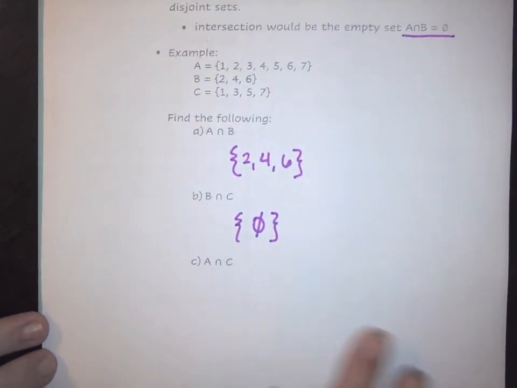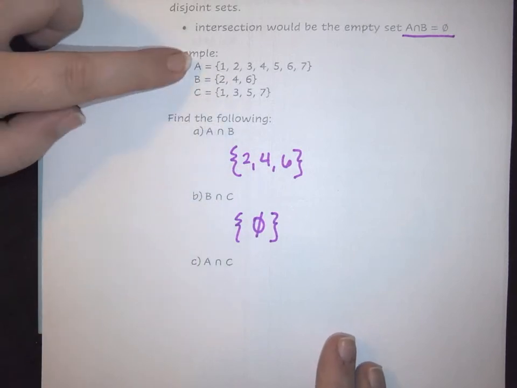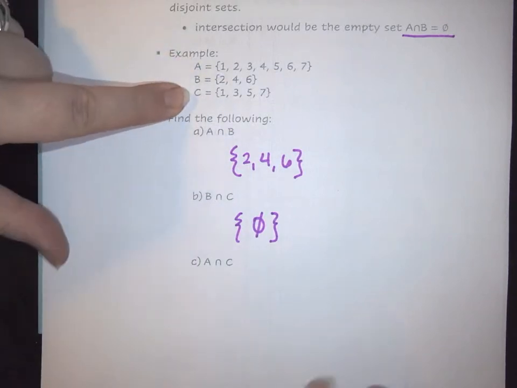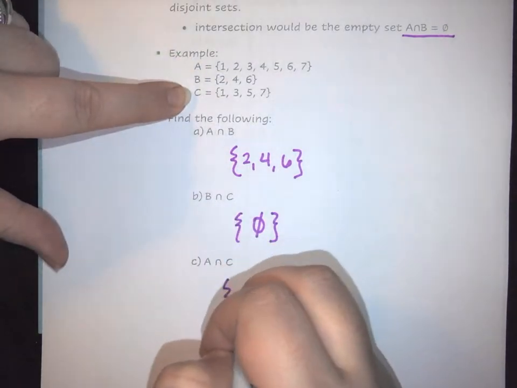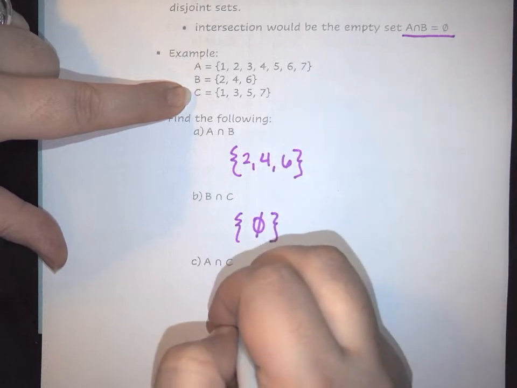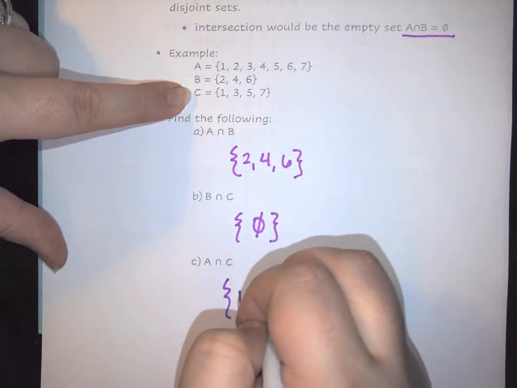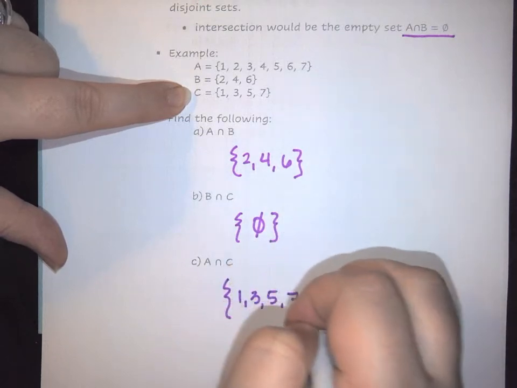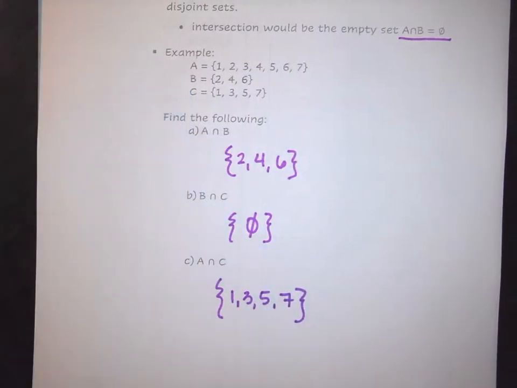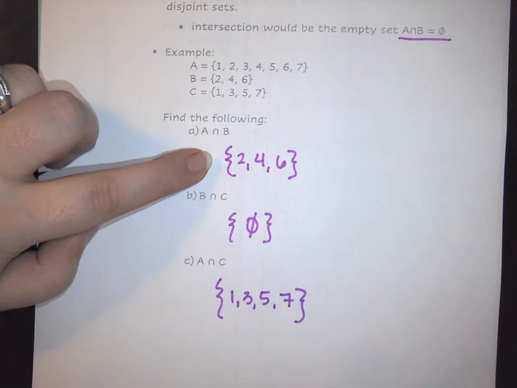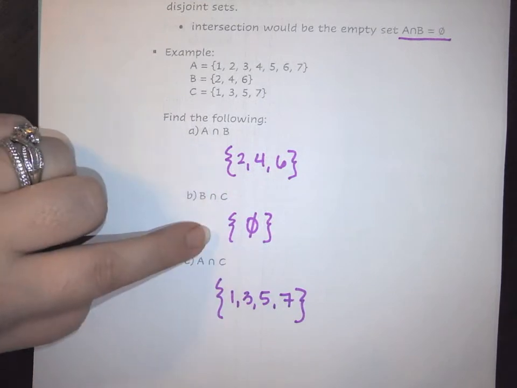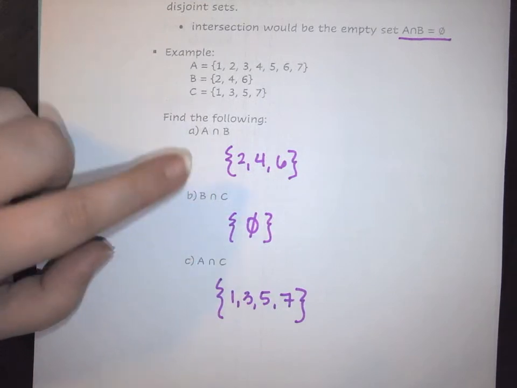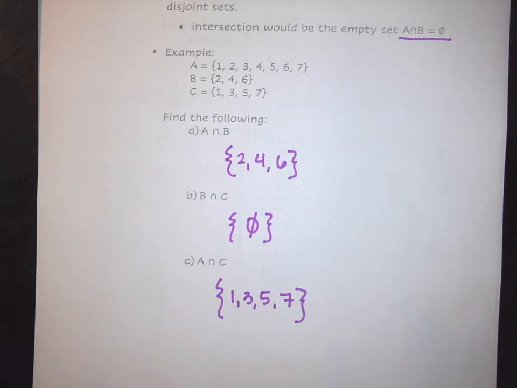Last we have the sets A and C. Now we're looking at A and we're looking at C, and the intersection here would be 1, 3, 5, and 7. So one of the things you can notice is that you can have sets with elements in common, or you can have sets with nothing in common, and it just depends on what your sets are doing.